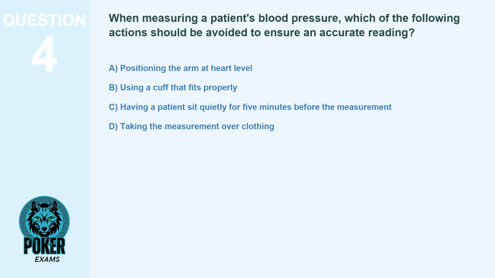Question 4. When measuring a patient's blood pressure, which of the following actions should be avoided to ensure an accurate reading? Positioning the arm at heart level. Using a cuff that fits properly. Having a patient sit quietly for 5 minutes before the measurement. Taking the measurement over clothing.